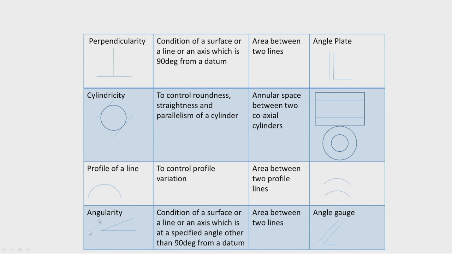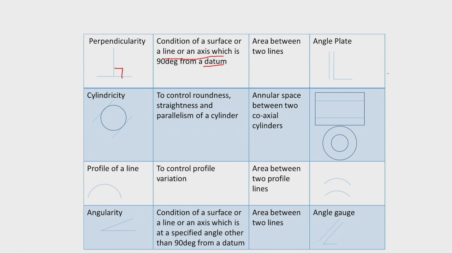Now we will move to the perpendicularity. Sometimes it is necessary that two lines or two axes or two surfaces should be perpendicular to each other. There will be a datum surface and then there will be a working surface. So the angle between this working surface and this datum surface should be 90 degrees. That is known as perpendicularity.